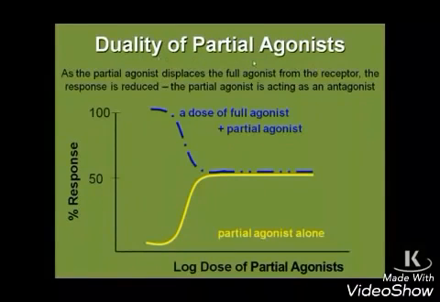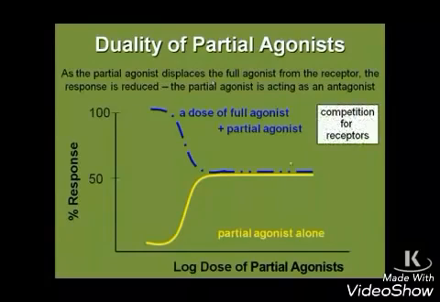Let's talk further about the concept of partial agonist and really explore what's called the duality of partial agonist, the double property of these types of drugs. What you should recognize is that both full agonist and partial agonist are going to bind to the same receptor. So you could imagine there's going to be a competition. Both drugs will try to bind. If the full agonist binds to the receptor, you're going to get essentially a full type of response, whereas the partial agonist is going to give you a partial response.